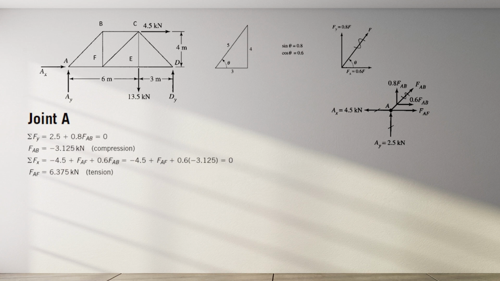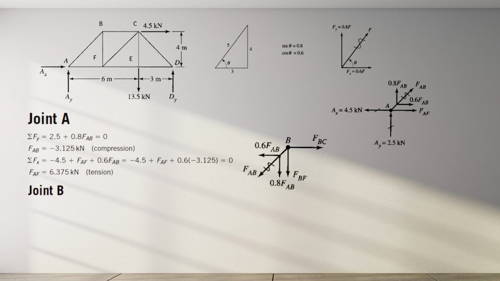So looking at joint A, starting with the summation of y forces equal to 0, we have 2.5 plus 0.8 times FAB equals 0. From there, we will find a value for FAB of 3.125 kilonewtons in compression. If we use the summation of x forces equal to 0, you will find an expression for FAF, and from here you proceed to the next joint that has no more than two unknown forces. In this case, you should go to joint B.